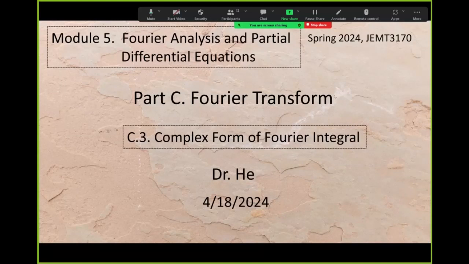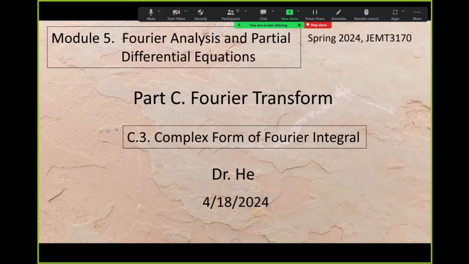Complex form of Fourier integral. Well, still not there yet. Another topic preparation, C.3. But here you can see we get another step closer, because for the Fourier transform, we use complex numbers. Okay? Yeah, here, the complex.